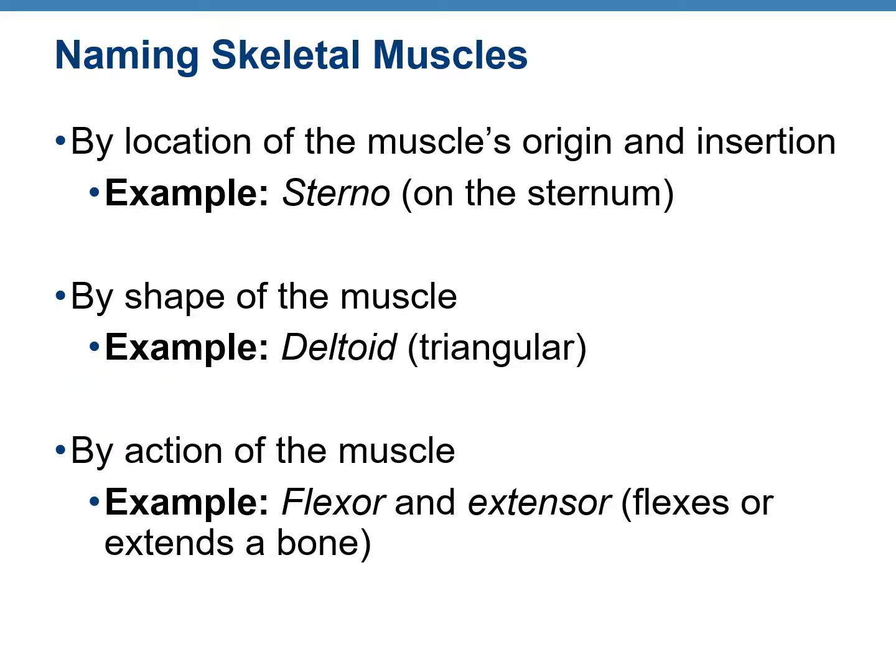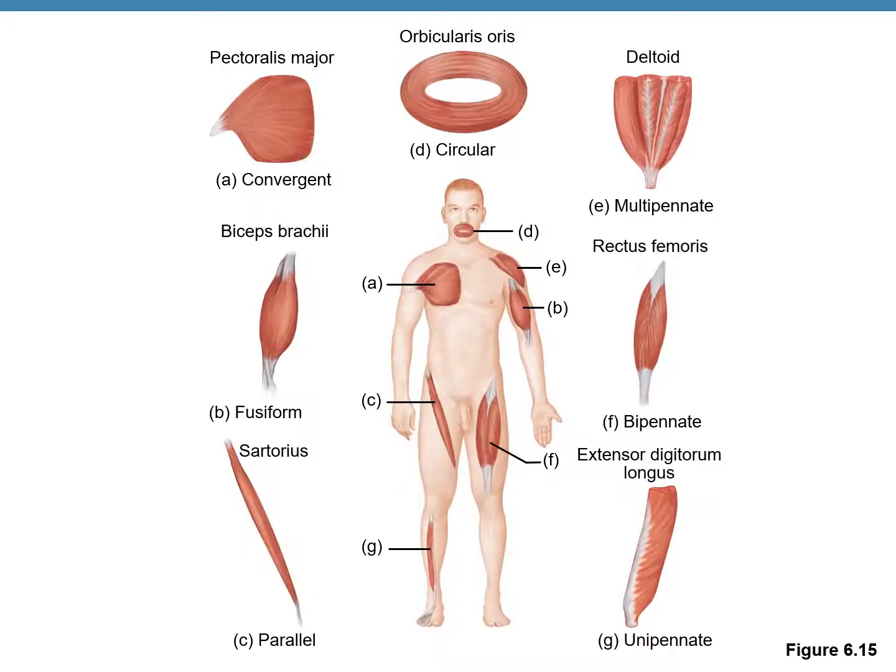By location of the muscle's origin or insertion, for example, sterno, that means on the sternum. By the shape of the muscle, for example, deltoid, which is a triangular muscle. By the action of the muscle, for example, flexor or extensor, that means it's flexing or extending a bone. This slide shows the different types of muscles as per their names.